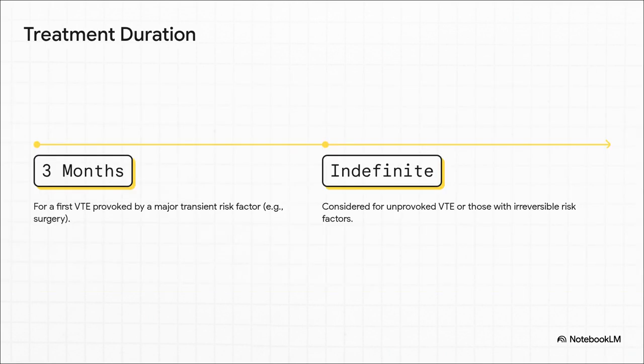So the next big question is always, how long? And it really depends. If the clot was provoked, say by a major surgery, then 3 months is often the standard. But what if it was unprovoked, meaning it just came out of nowhere? Well, then we're often looking at indefinite therapy. And that's a huge decision, right? It becomes this ongoing balancing act between the risk of another clot and the risk of bleeding, a conversation that you'll be a part of for a long, long time.